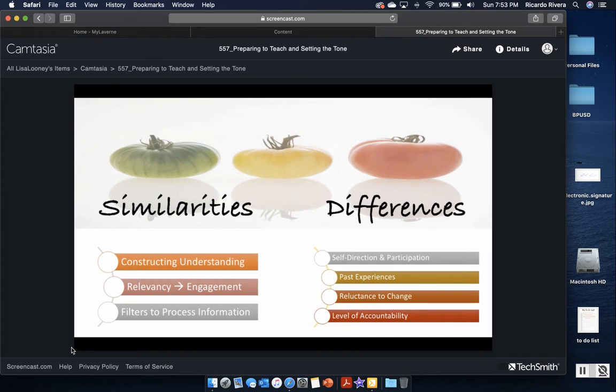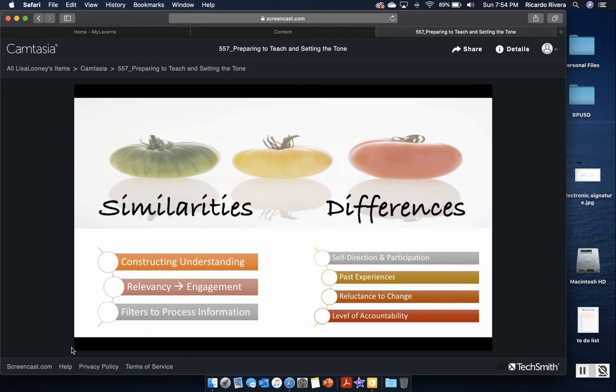The last similarity I want to talk about is really understanding that both children and adults may have different learning styles, different ways of processing information, and so you always should take that into consideration. You have some visual learners, auditory learners, different types of learners, and so you need to always understand that when you're teaching.